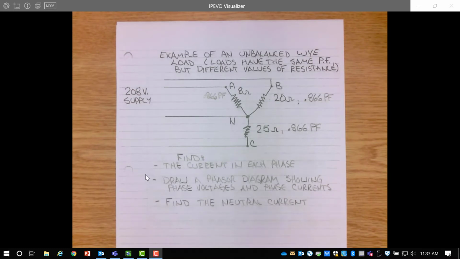What we want to find for this question is the current in each phase. Then draw a phasor diagram showing the phase voltages and the phase currents, where they are all at. And in the end, we want to find the neutral current. Hit pause here and find the phase currents in each phase and the power factor angle for each phase.